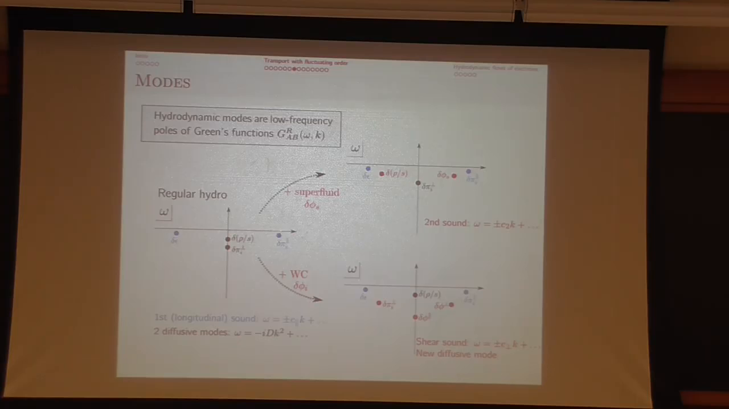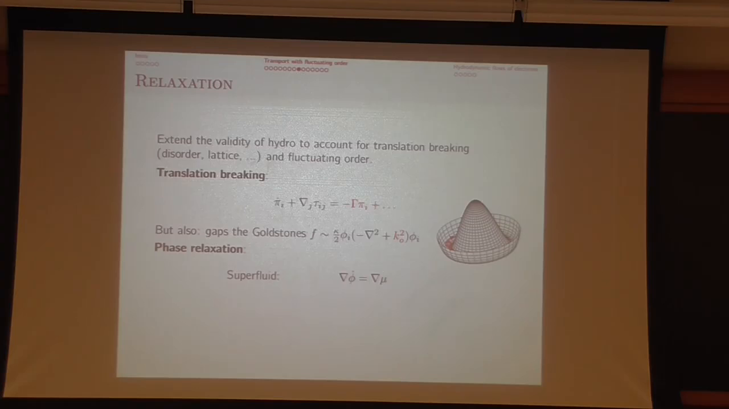Okay, good. So now I have this hydrodynamic description. I want to extend its validity by including relaxation. So far I assumed translation symmetry. This is not realistic in basically any condensed matter system. And so I want to include the fact that there might be disorder. Except I'll assume that the effect of disorder is weak, so that translation is still an approximate symmetry.